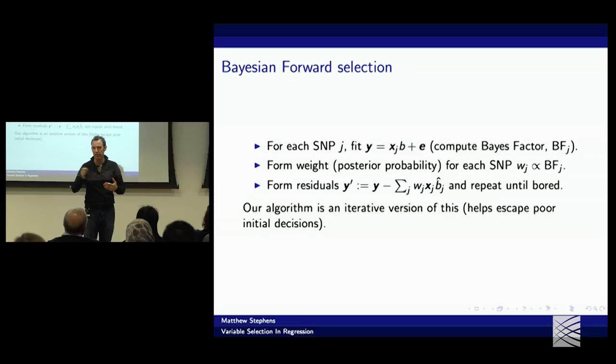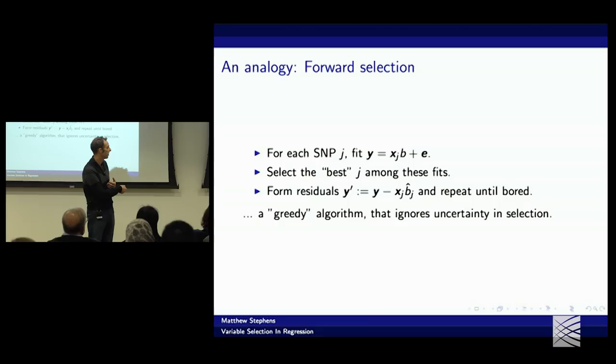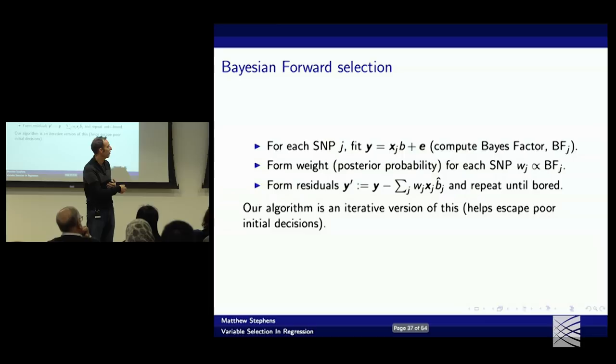I said there are two problems with forward selection: it's greedy and it ignores uncertainty. So you can think of our algorithm as an iterative version of forward selection, and I think there are such things already, that's not new, but which takes account of uncertainty in selection at each stage. So that's the intuition. Yeah?